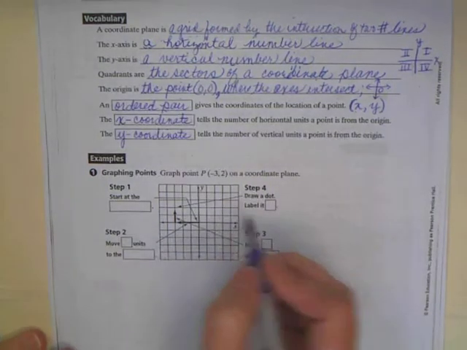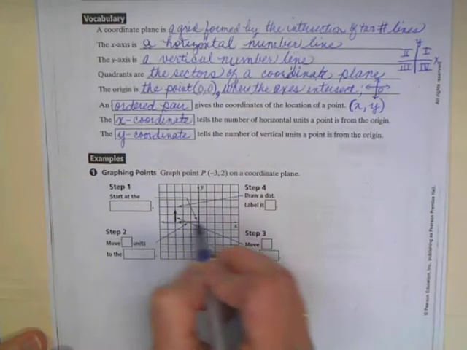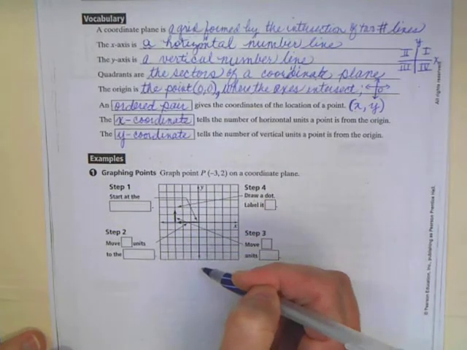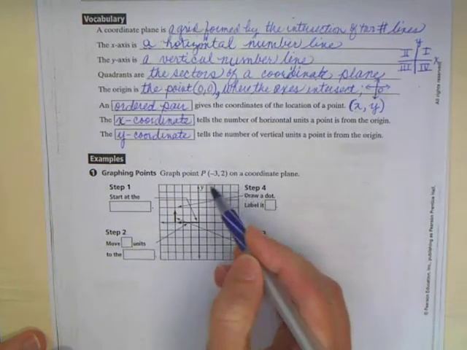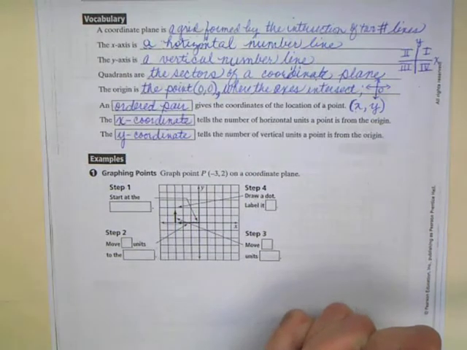Okay, so we want to graph point P, whose ordered pair is (-3, 2) on a coordinate plane. So here's just a real quick walk through that. Again, here are your x-axis and your y-axis. They're slightly darker than the others. On your paper, it's probably much more visible than it is here on the screen.